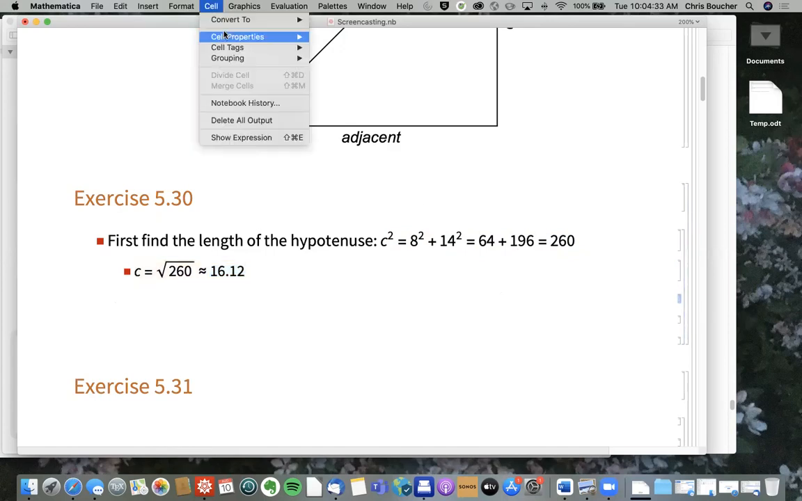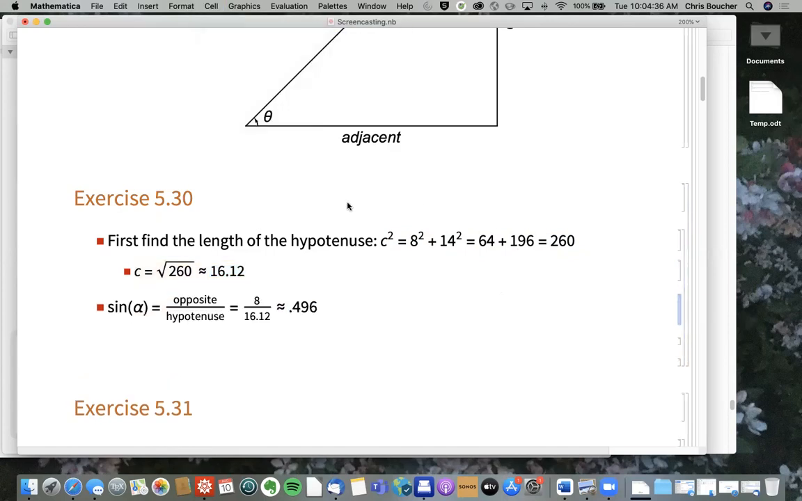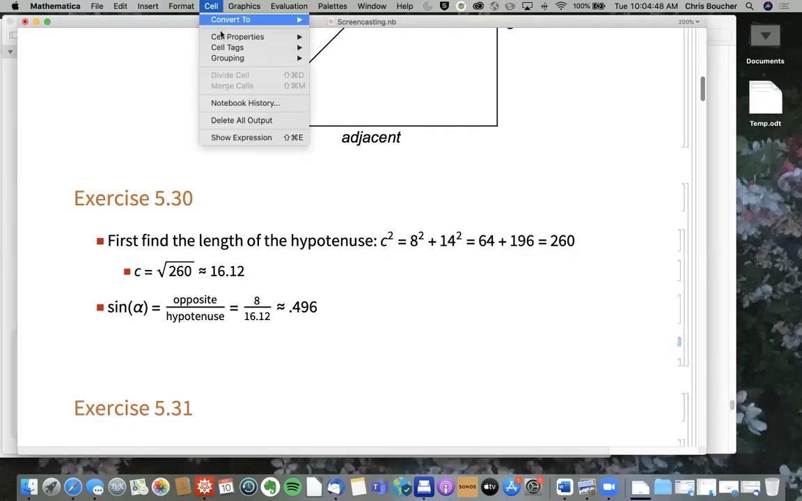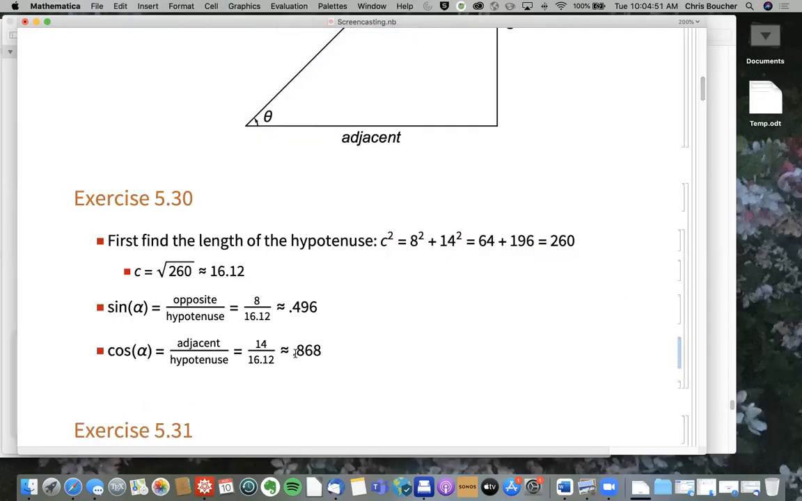Okay, so the sine, again, is opposite over hypotenuse. That's 8 divided by 16.12, which comes to 0.496. The cosine is adjacent over hypotenuse, and the adjacent was 14, so that's 14 divided by 16.12, and that comes out to be 0.868. Sine and cosine will always be between -1 and +1, because, remember from the previous video, these things are coordinates of a point on the unit circle. And if you're on the unit circle, then your coordinates are always between -1 and +1.